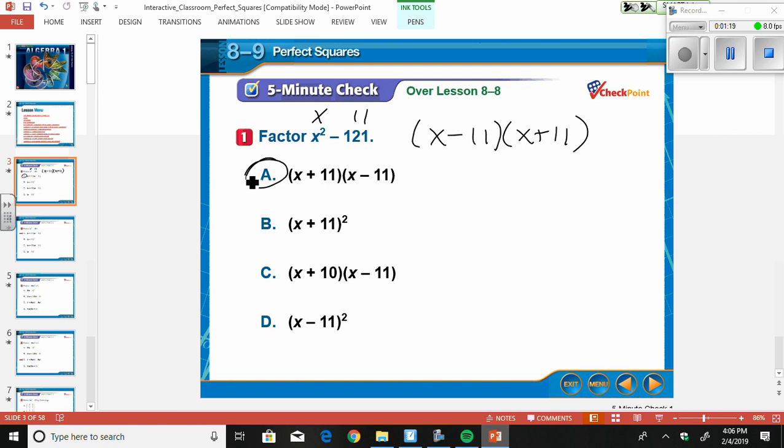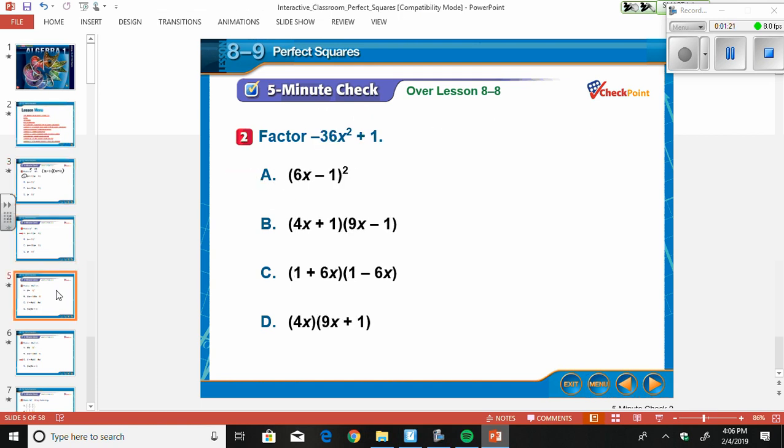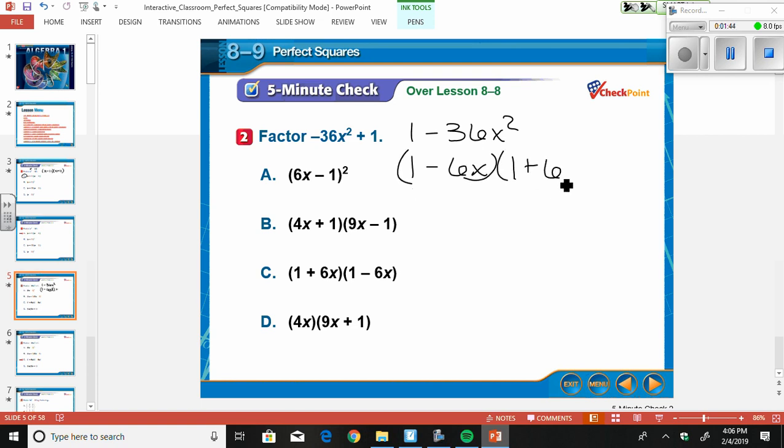Let's see, factor. Can we break it down into perfect squares? I would need to take a negative out front. So we have nothing in the middle. If we switch it around, so it's 1 minus 36x squared, there we go. Then we have 1 minus 6x and 1 plus 6x.